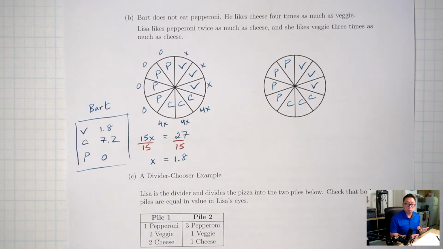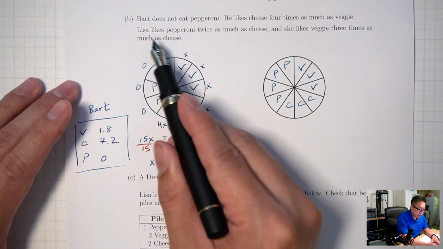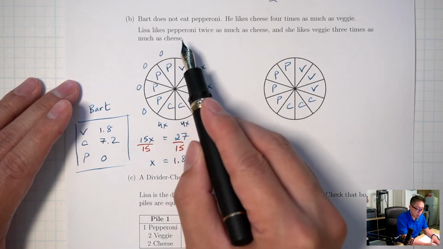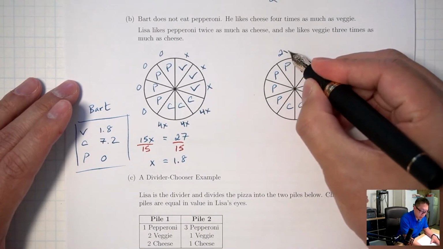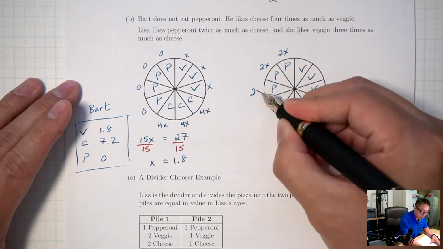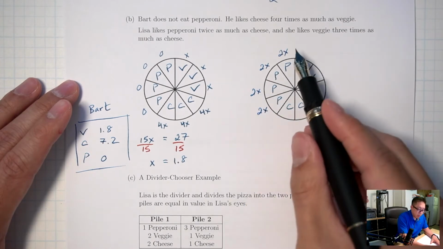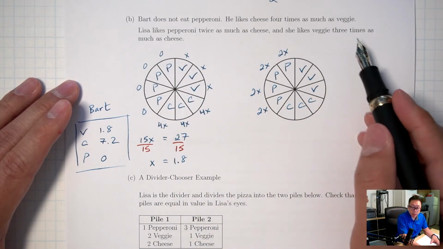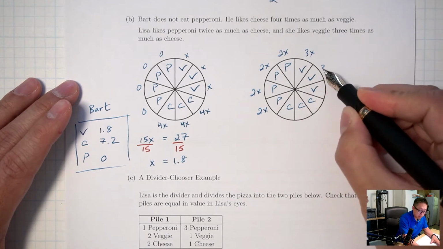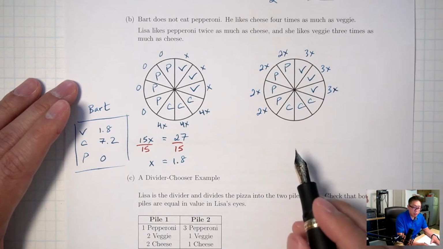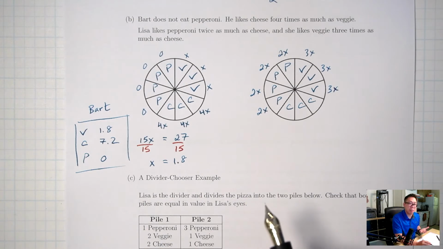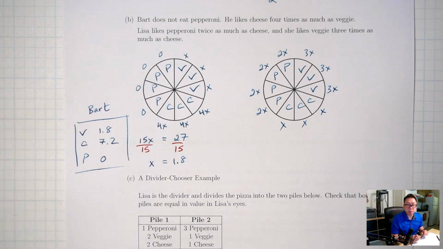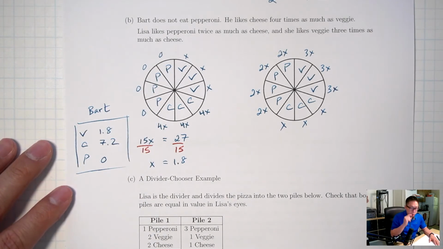And then we'll do the same thing for Lisa. Lisa likes pepperoni twice as much as cheese. So twice meaning 2 times. So I'm going to label the pepperoni 2 times. She likes veggie 3 times as much as cheese. So veggie will be 3 times, so 3x on the veggie. Cheese, it doesn't say that she does not like cheese. So the cheese will be regular x and not 0.